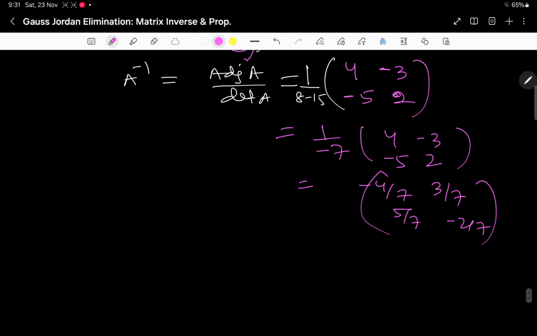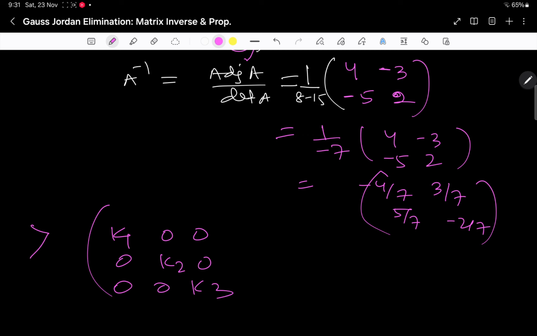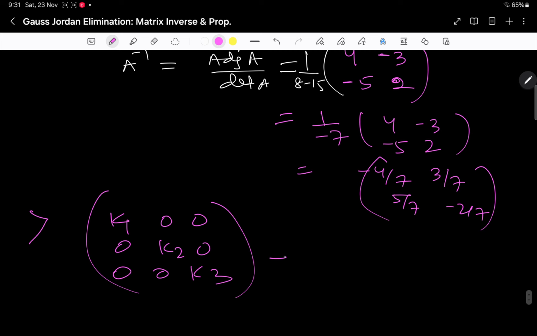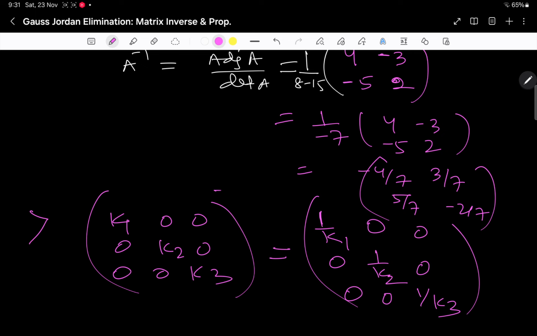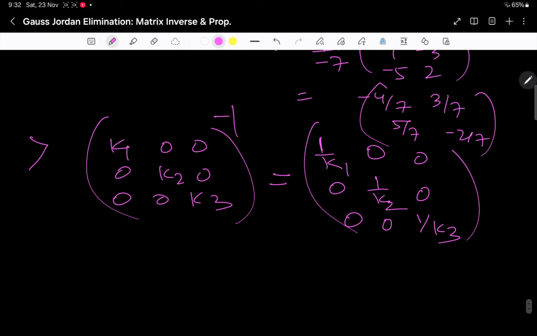And likewise, suppose you are given a diagonal matrix K1 0 0, 0 K2 0, 0 0 K3, and you are asked for its inverse. The inverse will simply be 1 by K1 0 0, 0 1 by K2 0, and 0 0 1 by K3. So these are the simple cases to find the inverse.